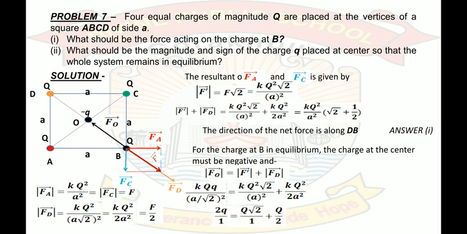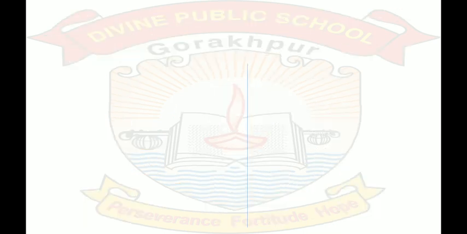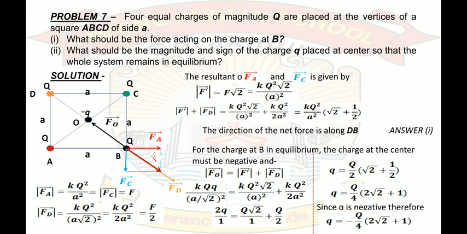Now if we solve it, we are going to have small q equal to capital Q by 2 (under root 2 plus 1 upon 2) plus 1 by 2. This will be the answer, but q should be negative. Therefore, we should write minus Q by 4 (2 under root 2 plus 1). This will be your final answer of this question.